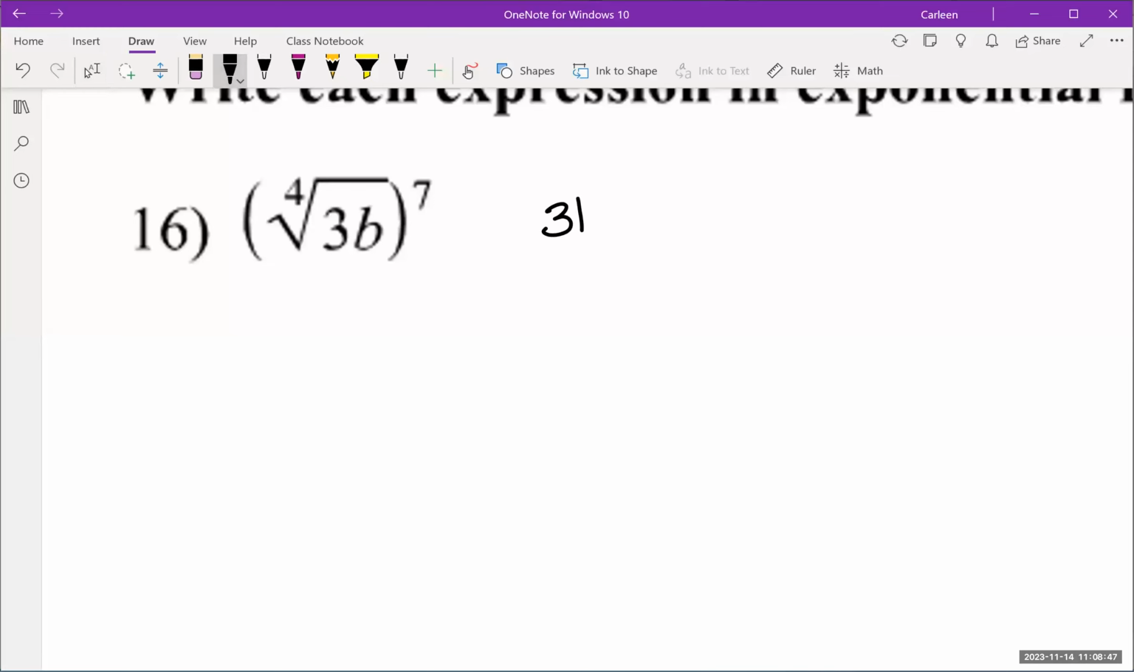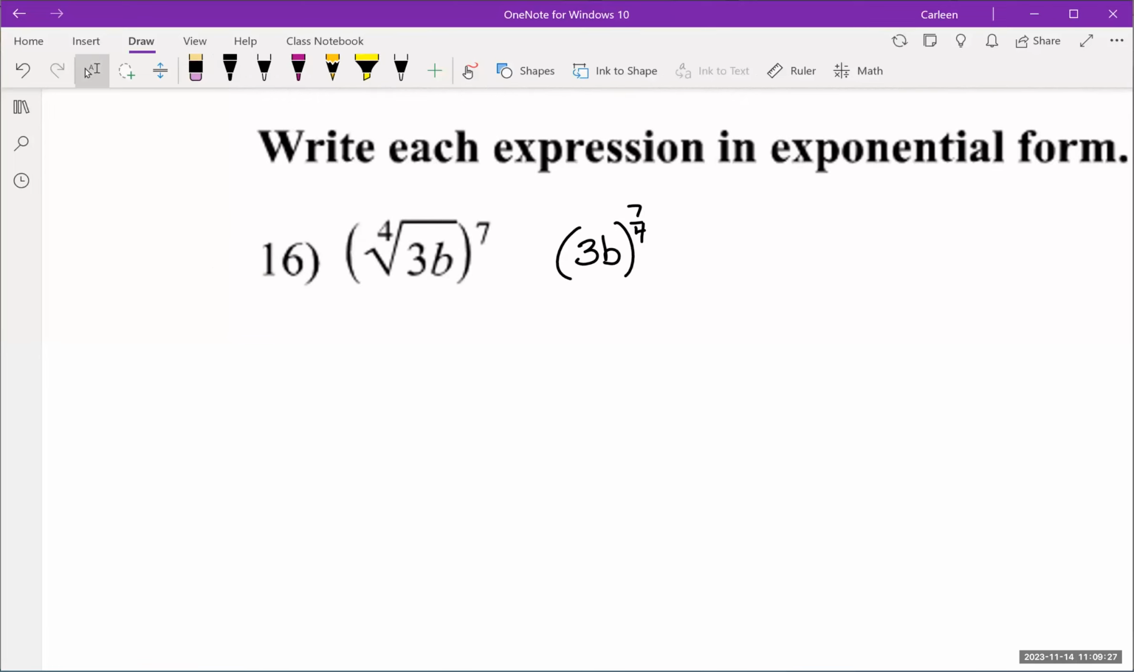So this is 3b, and we're going to write this in exponential form. What is the exponent on that 3b? What's the top number and what's the bottom number? Seven is the power, 4 is the root. Radical form to exponential form.